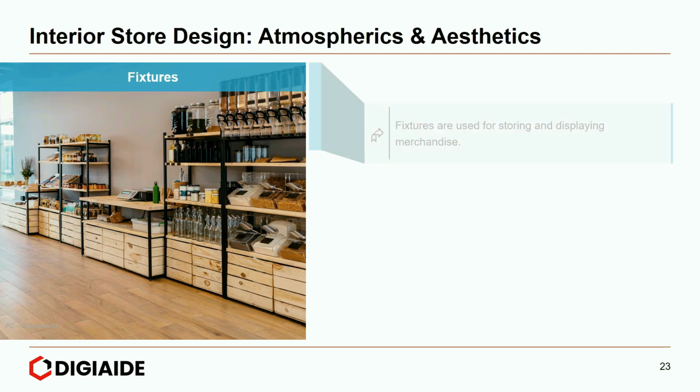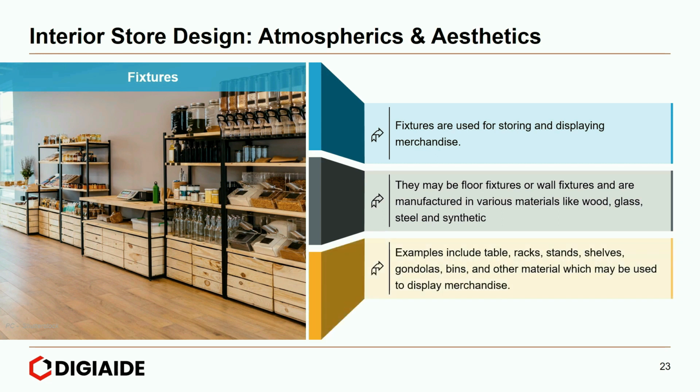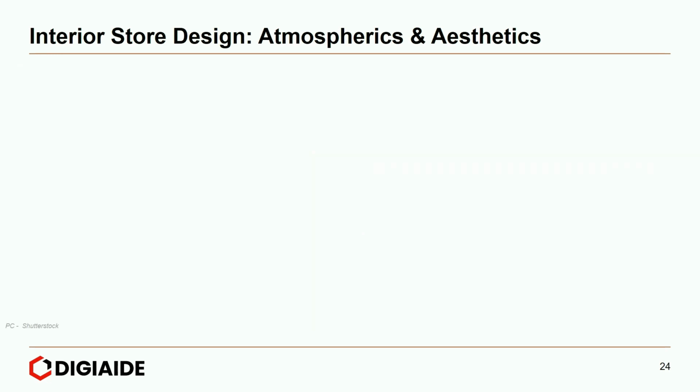Starting with fixtures. Fixtures are used for storing and displaying merchandise. They may be floor fixtures or wall fixtures and are manufactured in various materials like wood, glass, steel, and synthetic. Examples include tables, racks, stands, shelves, gondolas, bins, and other material which may be used to display merchandise.